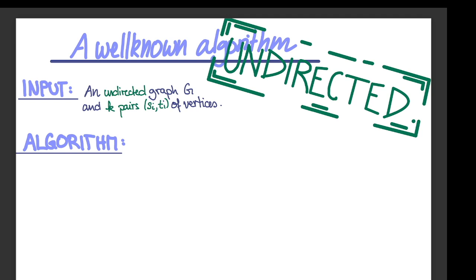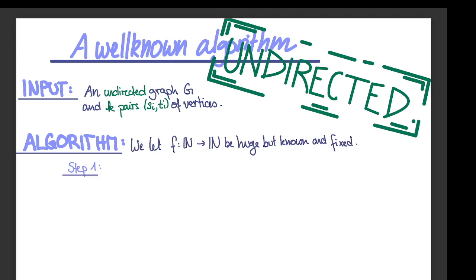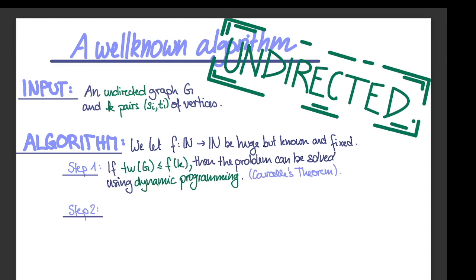Then there's some huge function, just think about some huge function, and 2 steps. So step 1 is, either your tree width is bounded by that function of k, in which case the tree width is bounded in k, and you can solve the problem by dynamic programming using Courcelle's theorem, for example. So let's assume it is bigger than that.